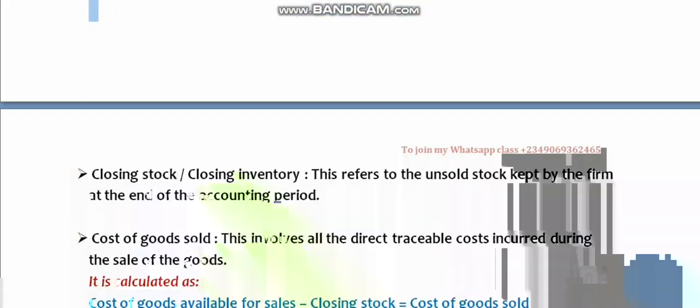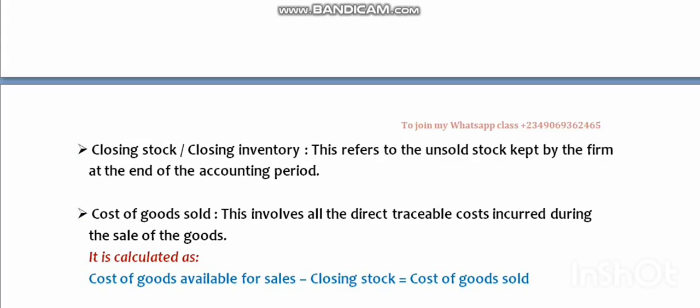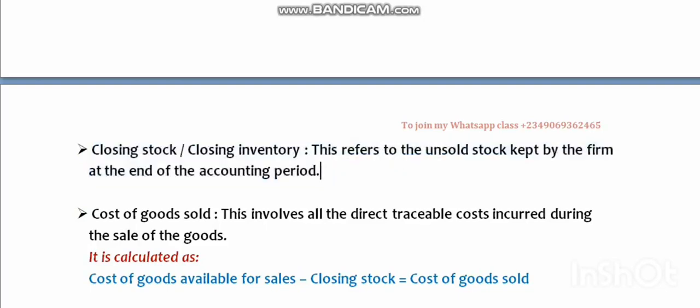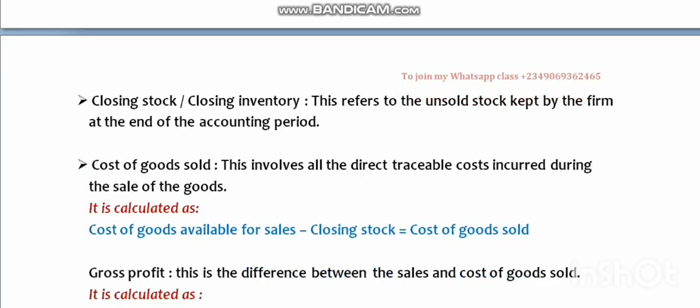Then we look at this one, closing stock. Closing stock refers to the unsold stock kept by the firm at the end of the accounting period. So the total value or quantity of goods which the company couldn't sell during the trading period, the total left unsold at the end of the financial year or at the end of the accounting period, they are called what? Closing stock.